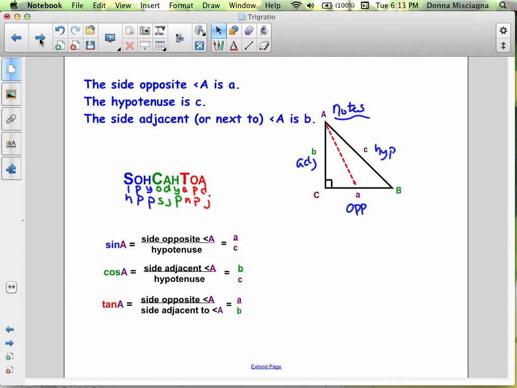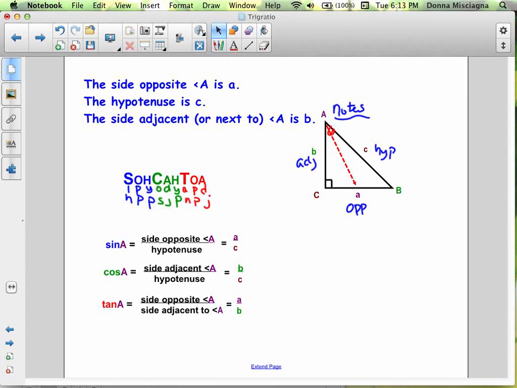And the side adjacent, or next to angle A, is side B, the side opposite angle B. It's adjacent to angle A. We use a little b. All right? So for our triangle here, since our angle of reference is going to be angle A, side A is the opposite, side B is the adjacent, and side C is always the hypotenuse because it's opposite the right angle.